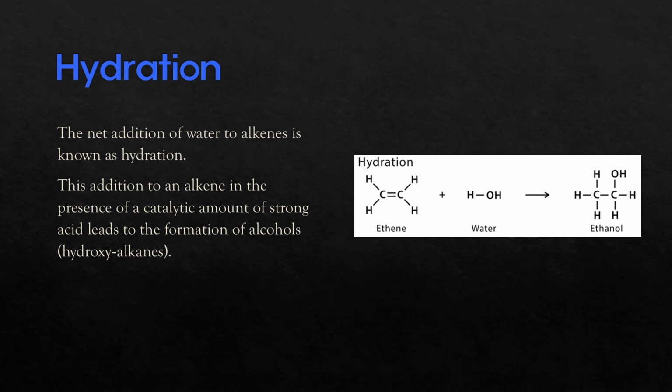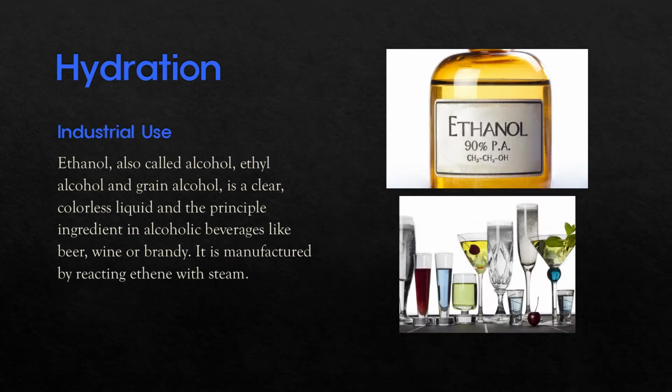Hydration. The net addition of water to alkenes is known as hydration. This addition to an alkene in the presence of a catalytic amount of strong acid leads to the formation of alcohols. Ethanol, also called alcohol, ethyl alcohol, and grain alcohol, is a clear, colorless liquid and the principal ingredient in alcoholic beverages like beer, wine, or brandy. It is manufactured by reacting ethene with steam.